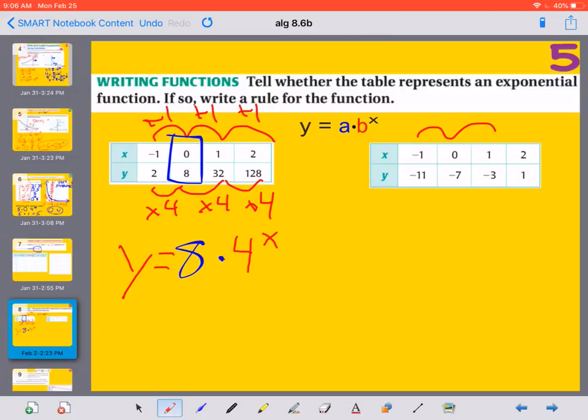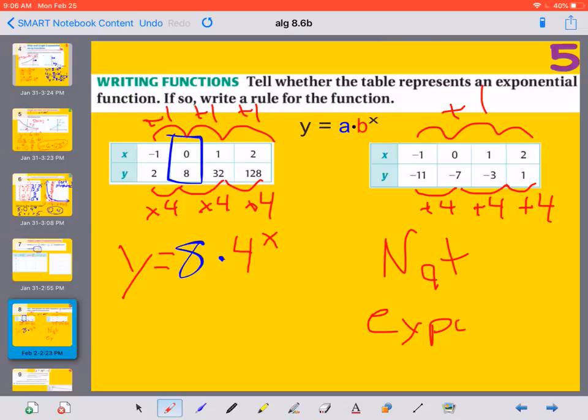Here on this one, on the top, we're still adding 1 every time. But negative 11 to negative 7, that's being added. 4 of them are being added. Negative 7 to negative 3, we're adding 4 again. Negative 3 to 1, we're adding 4. So if we're adding, this function is not exponential.